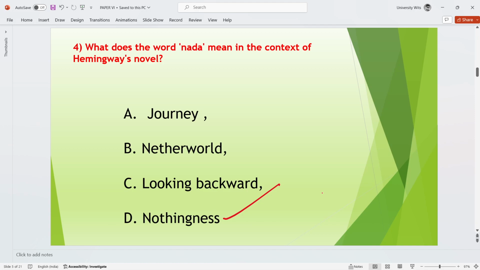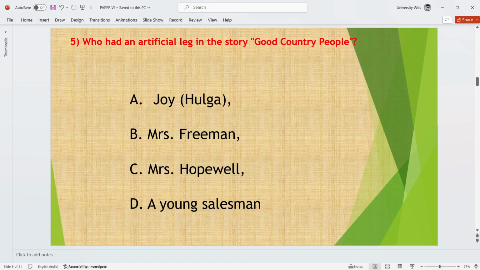So let's talk about the next question. Question number 5. Who had an artificial leg in the story Good Country People? If you read Good Country People, then you can understand there is a character, Joy. These four are actually characters. Okay, Mrs. Freeman, Mrs. Hopewell, a young salesman, Joy. The young salesman is actually the antagonist, guys.